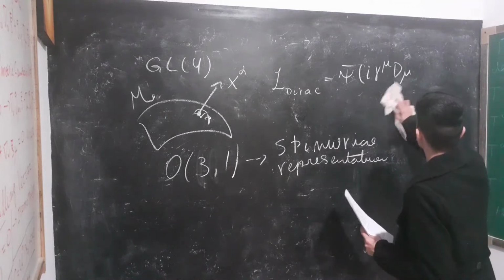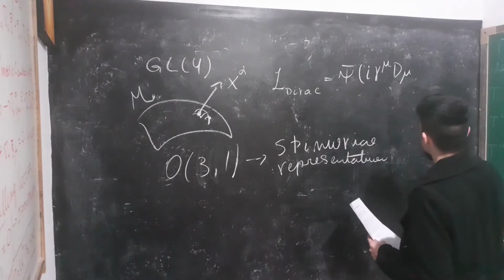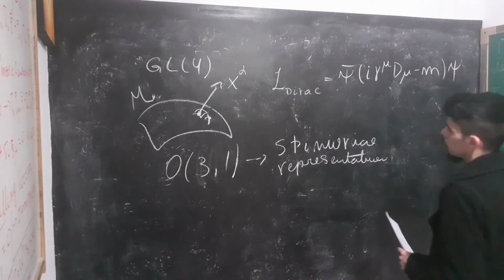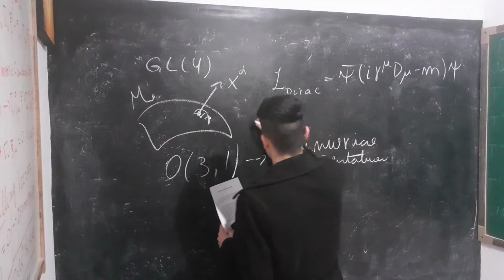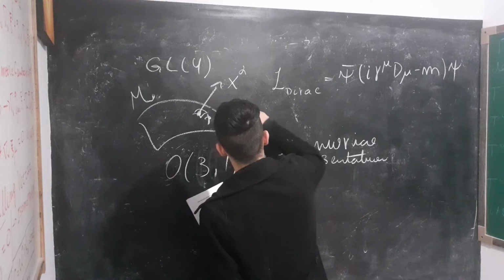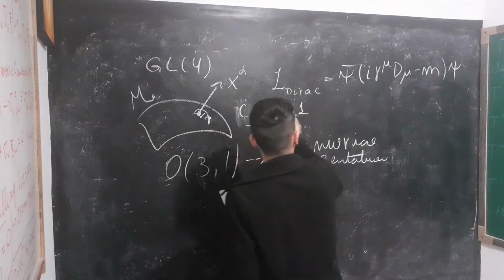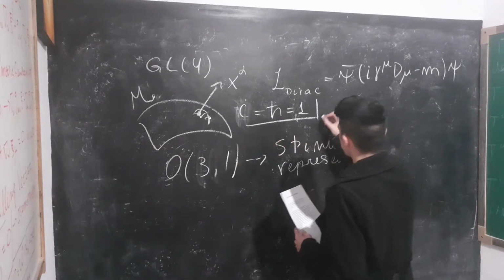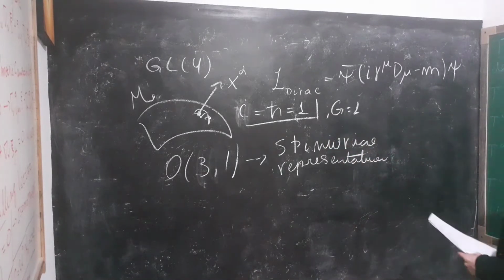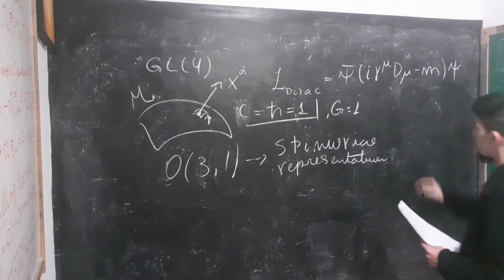Let me erase it here, and I'm going to call this the covariant derivative, capital D mu, minus M psi. Obviously, just a warning, I'm using natural units, so c equals h bar equals 1. In the case of general relativity, we get G equals 1 as well, right? So here we don't have c or h bar, just i gamma mu D mu.